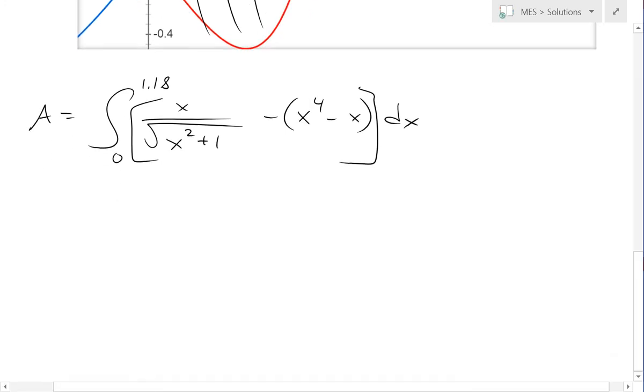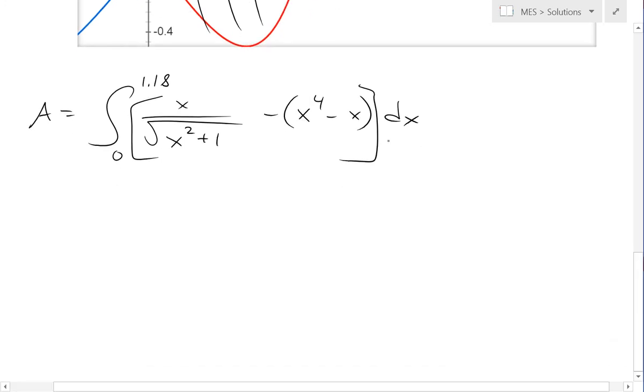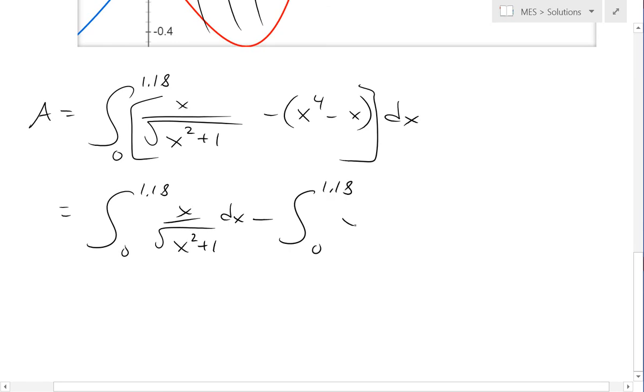So basically we have a standard integral right here, but this one here we'll have to solve using the substitution rule, and the best way of doing this is to break these into two integrals. So this equals the integral from 0 to 1.18 of x over square root of x squared plus 1 dx, minus the integral from 0 to 1.18 of x to the power 4 minus x dx.